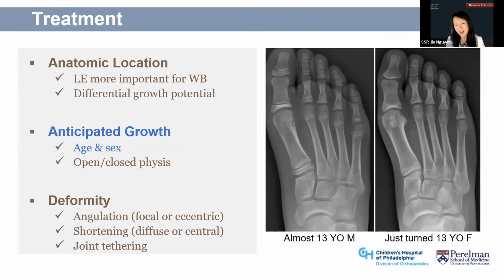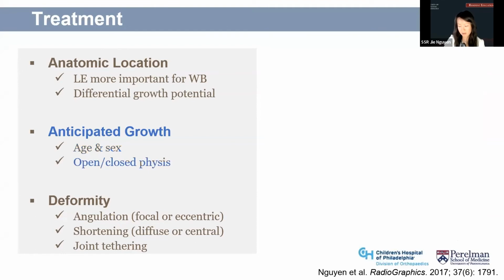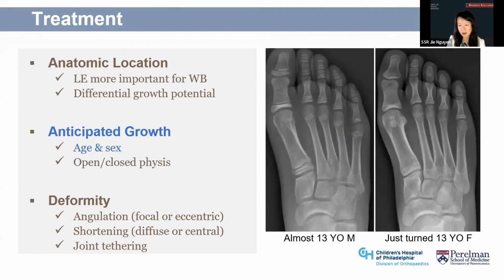So the other component is anticipated growth, and that depends on age and sex. So I'm showing you two feet from a male on the left and a female on the right. You can see that the male on the left is 13, almost 13, but still has a lot of open growth plate, versus the female on the right has mostly closed, right? So you have to know how much growth they have. If they're completely skeletally mature, then you need osteotomy. So you can't really do guided growth. So knowing how much growth and how young their skeleton is is very helpful.